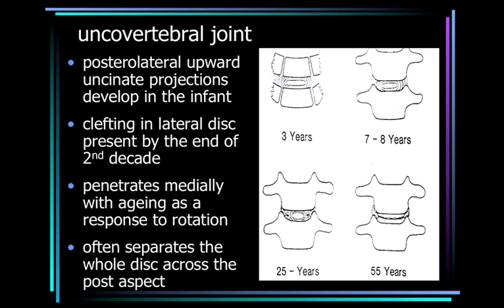Clefting will start to occur in the lateral disc by the end of the second decade. This is seen as a normal aging process, a normal developmental process, and occurs in healthy disc tissue. As we age, this penetrates more medially from each side as a response to rotation, and as we age, this separation often occurs across the whole posterior aspect of the disc, dividing the disc into 2 separate portions at the back.